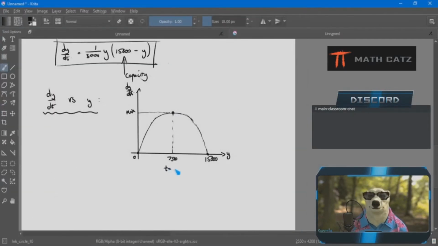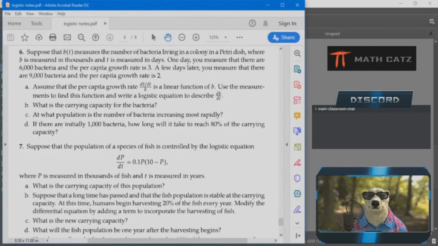And then you can also ask, okay, well, when is that happening? Maybe I want to know when I'm going to hit this highest growth rate. But for that, we need to solve this differential equation and find the function that has time in it.